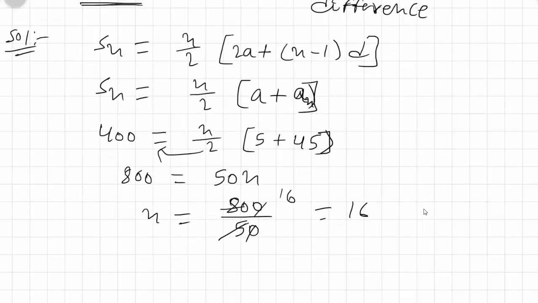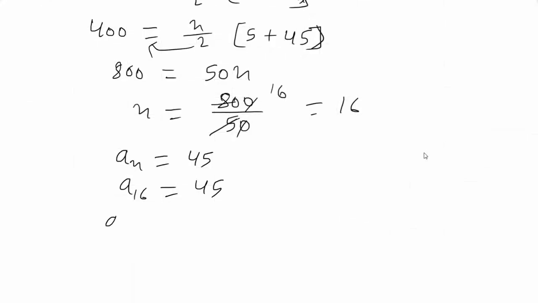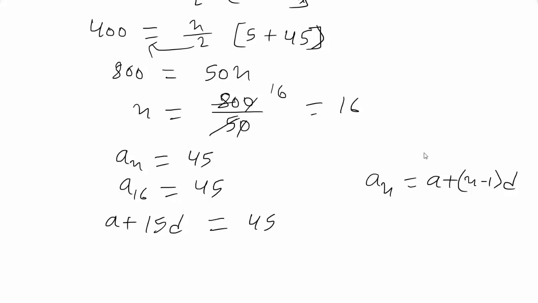Now it is clear that the last term is the 16th term. Earlier we knew only this, but now we know that A16 is 45. So we can say A16 is nothing but a plus 15d. We know an is a plus n minus 1 times d. So A16 is a plus 15d. This is nothing but 45. Now you put the value of a and we'll get the value of d. So 5 plus 15d is equal to 45.